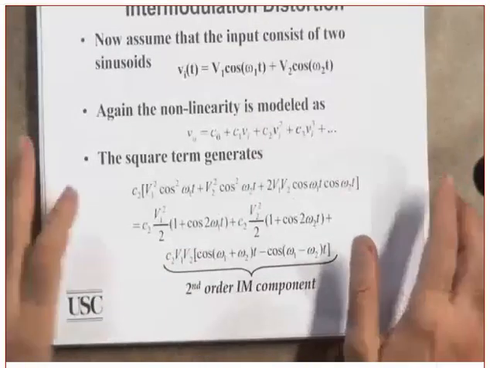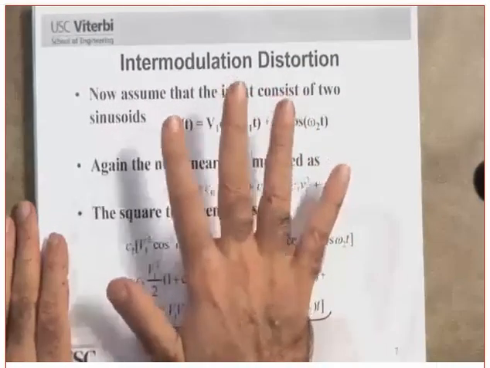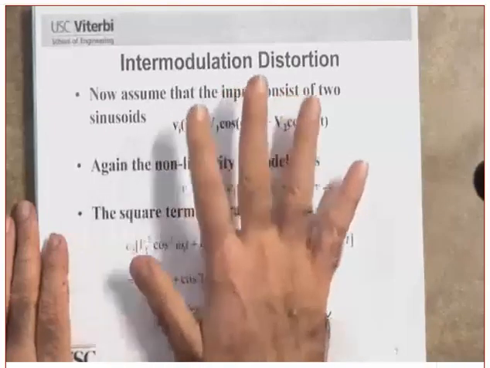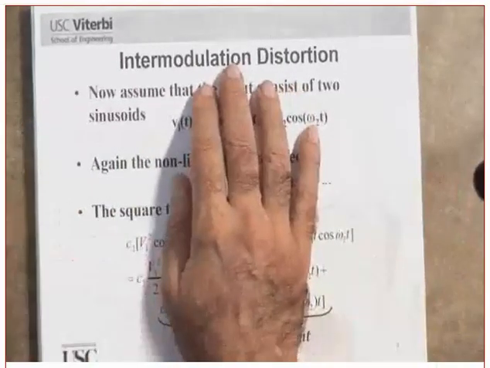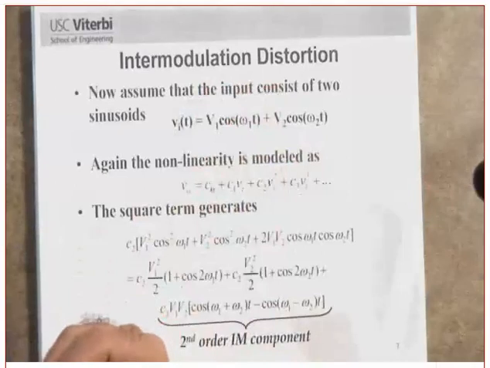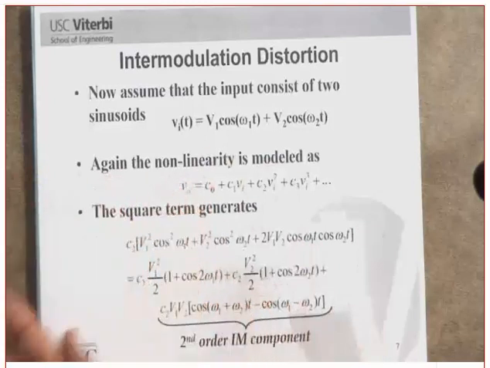Now, intermodulation distortion. We will look at the relationship between this one and this one in a minute. When you deal with intermodulation distortion, how many inputs are there? Wrong answer. I'd say at least 2. There could be more than 2. Are you following me on that?